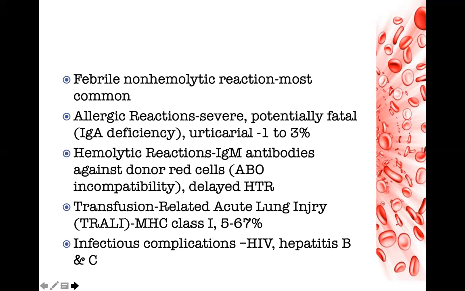Then we also have what we call hemolytic reactions. You have IgM antibodies reacting against the donor red cells. This is secondary to ABO incompatibility. Okay, so it may also present with a delay. This could either be an acute hemolytic transfusion reaction, or could be a delayed hemolytic transfusion reaction.